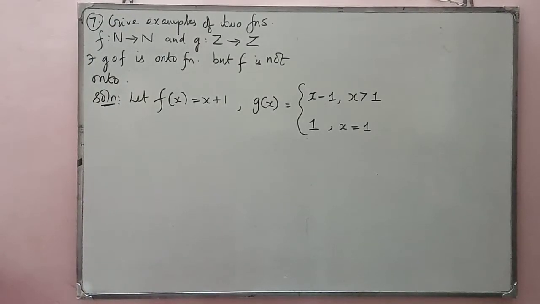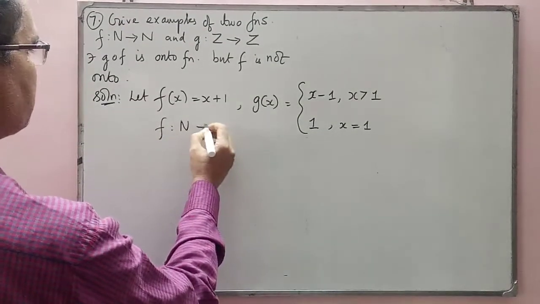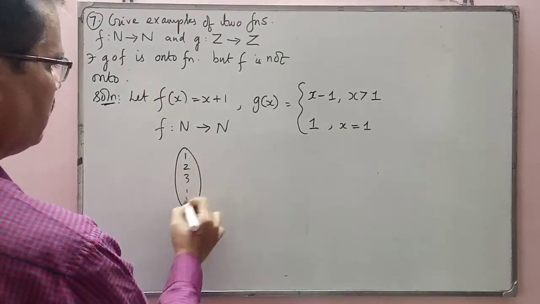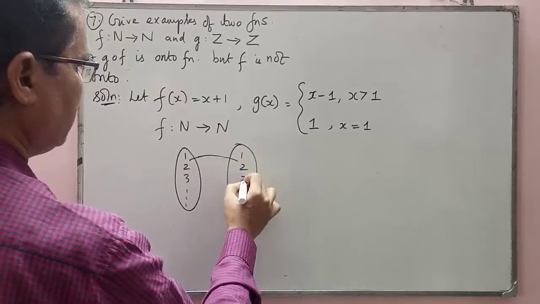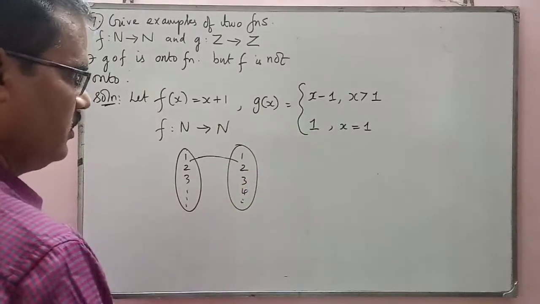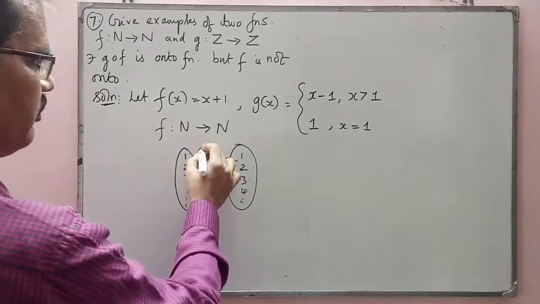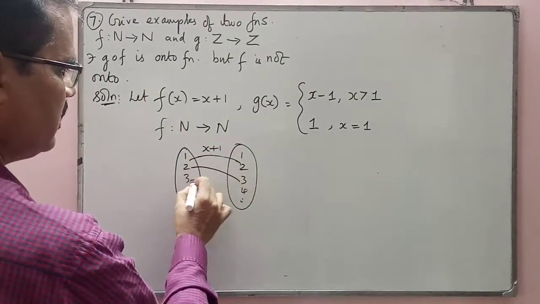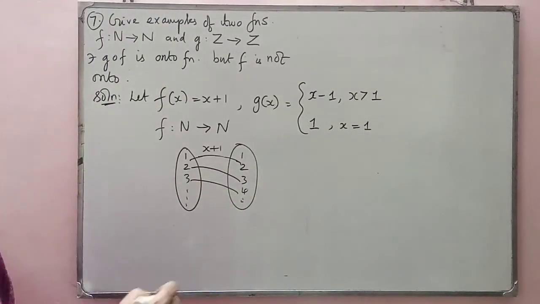Now let us start. The function is defined from natural numbers to natural numbers. Children, your domain is the natural numbers 1, 2, 3, 4, and your image is also the natural numbers 1, 2, 3, 4, and it goes on like that. When you put 1, the function is x plus 1, so 1 will be mapped to 2, 2 will be mapped to 3, 3 will be mapped to 4, and it goes on like that.